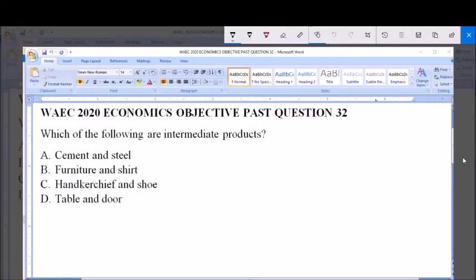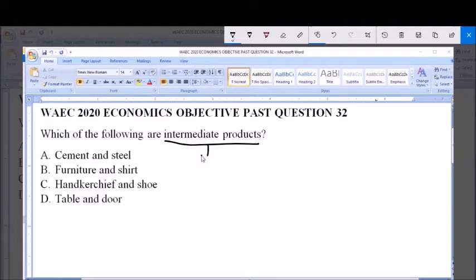Hello and welcome. I will be answering WAEC 2020 Economics Objective Past Question 32. Which of the following are intermediate products? A. Cement and steel. B. Furniture and shirt. C. Handkerchief and shoe. D. Table and door. So the concept here is intermediate products.